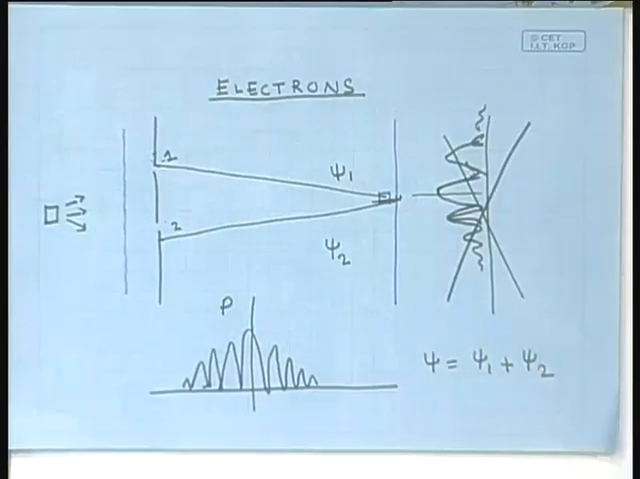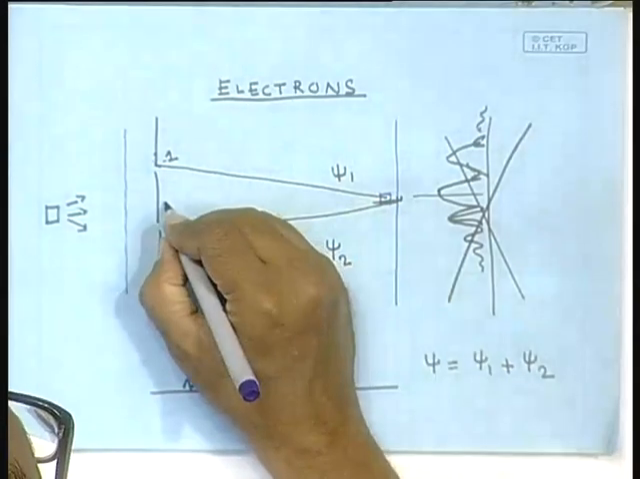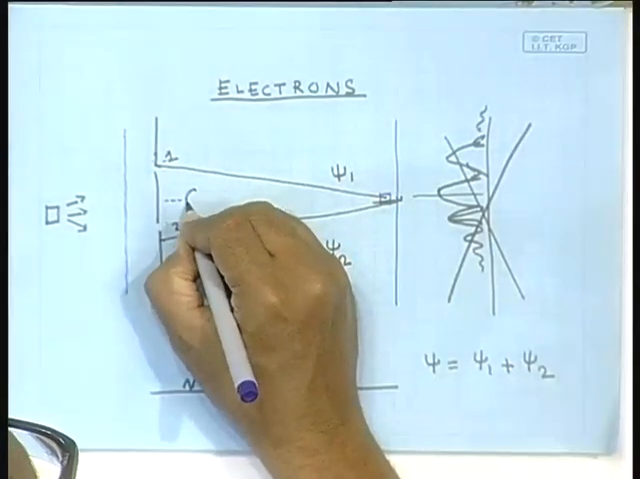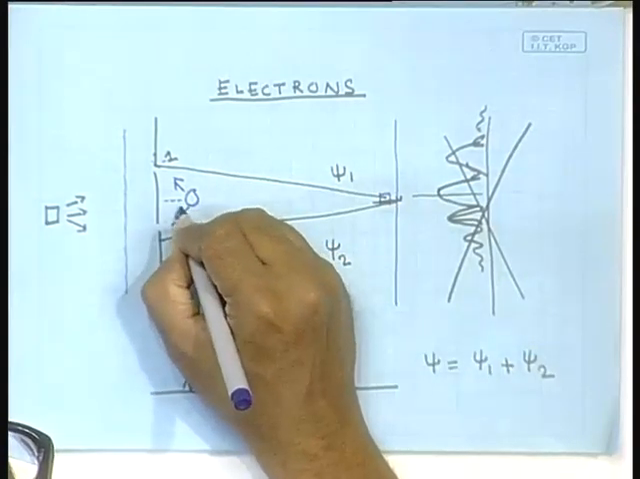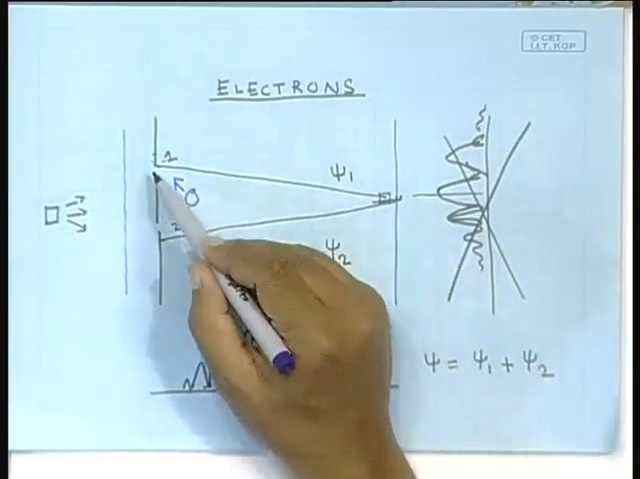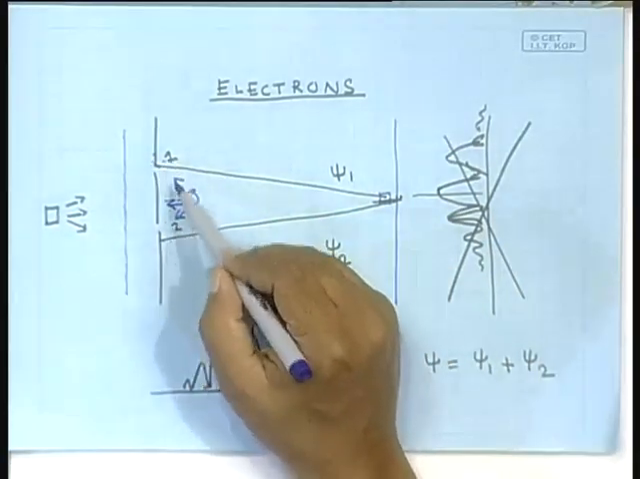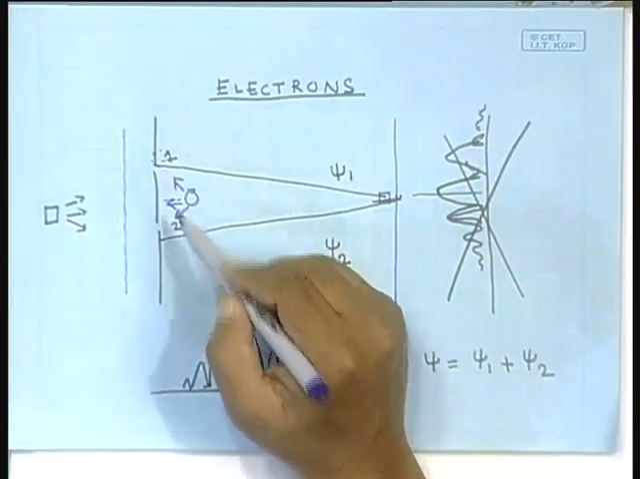Now, one could modify this experiment slightly. So, let me now discuss that. What one could do is put a light source somewhere over here. Suppose I were to put a strong light source somewhere midway between the two slits, such that this light source illuminates both the slits.